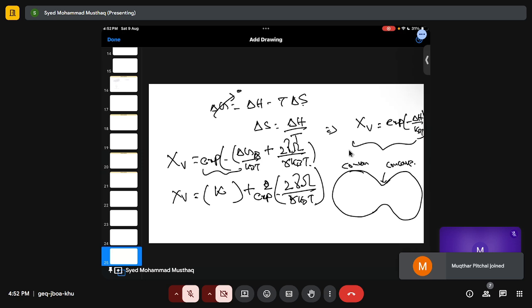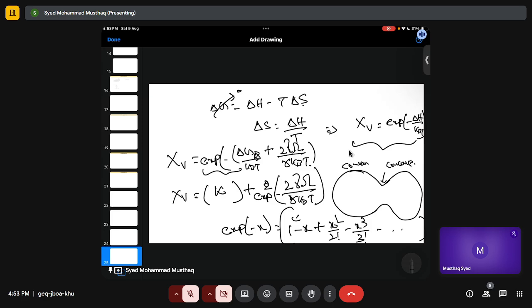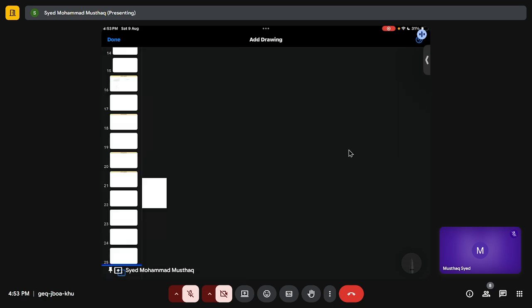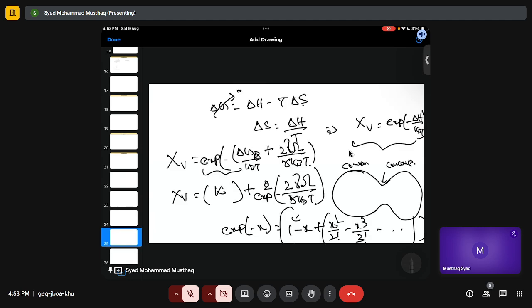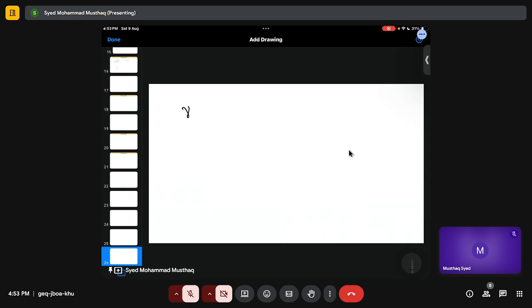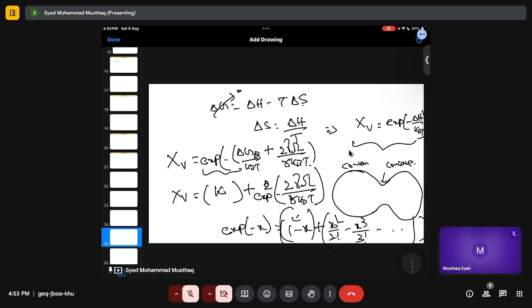Okay, now we know if x is low, exponential of minus x will be equal to 1 minus x. You can expand this one, plus x squared by 2 factorial minus x cubed by 3 factorial. But the higher terms don't matter, so we just stick with only the two terms. So that's why xv will be equal to this.